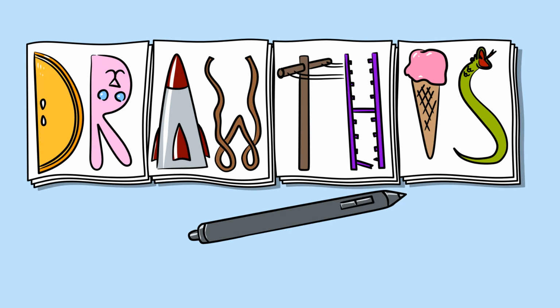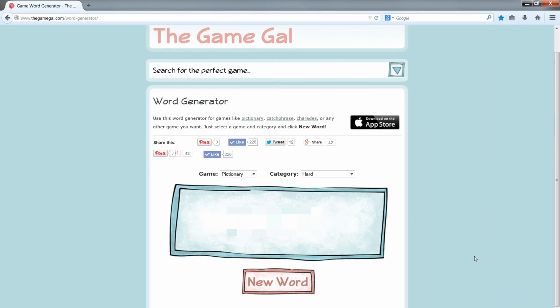Welcome to Draw This. Draw This is a weekly series where I'm going to select a word at random and then draw it in real time so that you, the viewer, can follow along. So I'm going to go to thegamegal.com, and there is a word generator for Pictionary games, but it works really well for generating words to draw. And the word that I get here is swarm, so I'm going to go ahead and draw that.